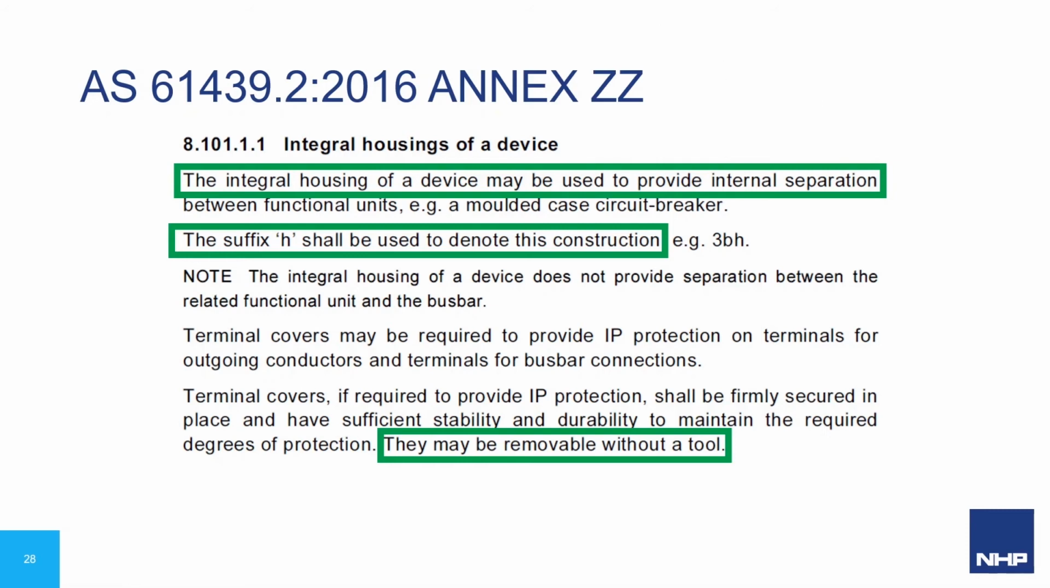It explains that we can use the housing of a component when considering internal separation, such as separating one miniature circuit breaker from another miniature circuit breaker in a chassis board. If we are considering larger devices like moulded-case circuit breakers, which do not provide adequate ingress protection alone, removable covers are permissible to form part of the housing. It is dictated that when we use housing to provide separation as opposed to a rigid barrier, we must denote this with the letter H. For example, Form 4AH.